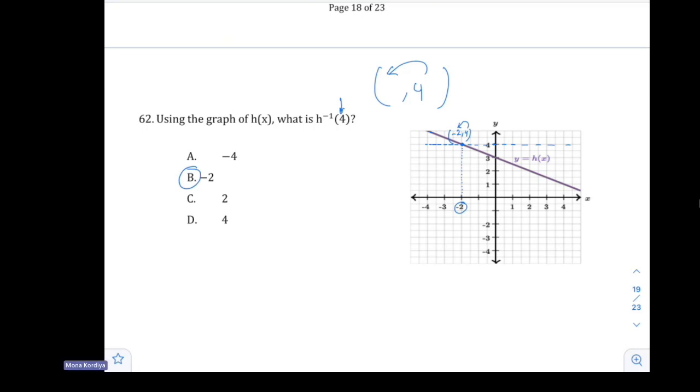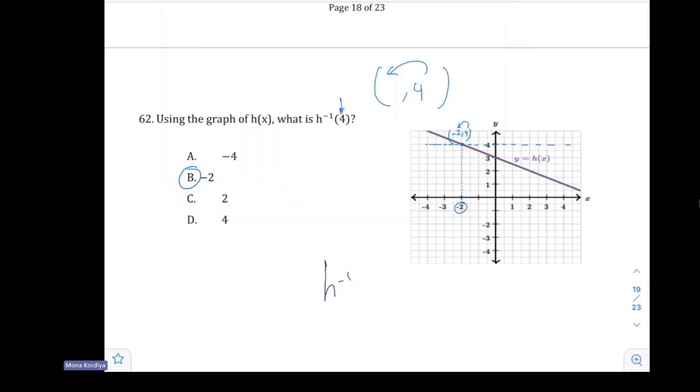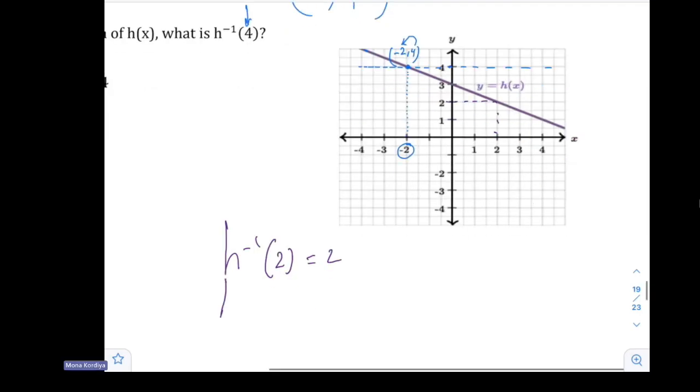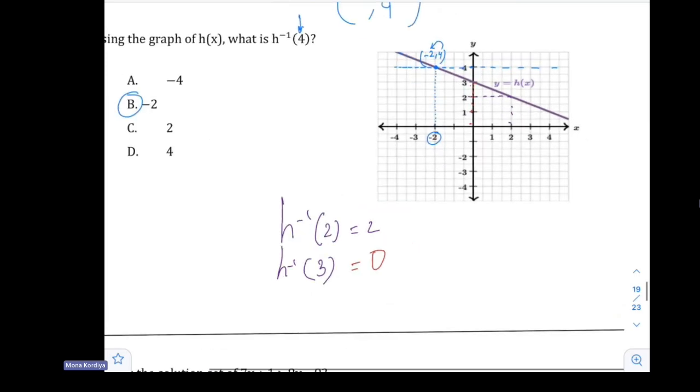Let's take another example. What is h inverse of 2? You go to 2 and see what x was. It's also 2. What is h inverse of 3? Go to 3, and as you see here, 3 is paired with 0, so it is 0. That's how we deal with the inverse function.